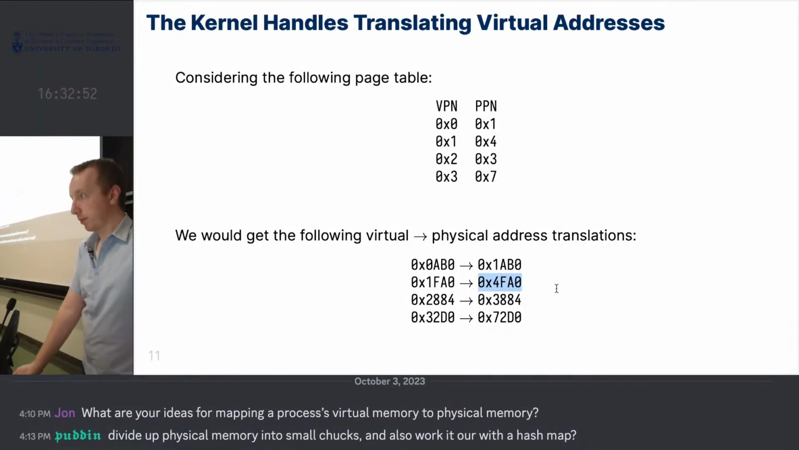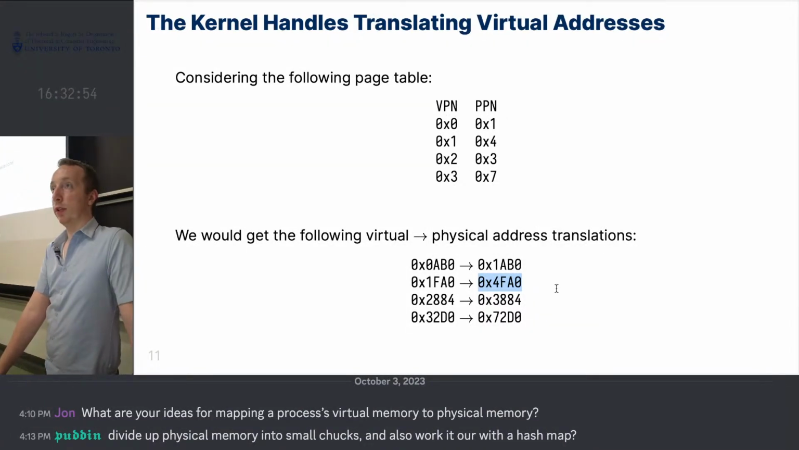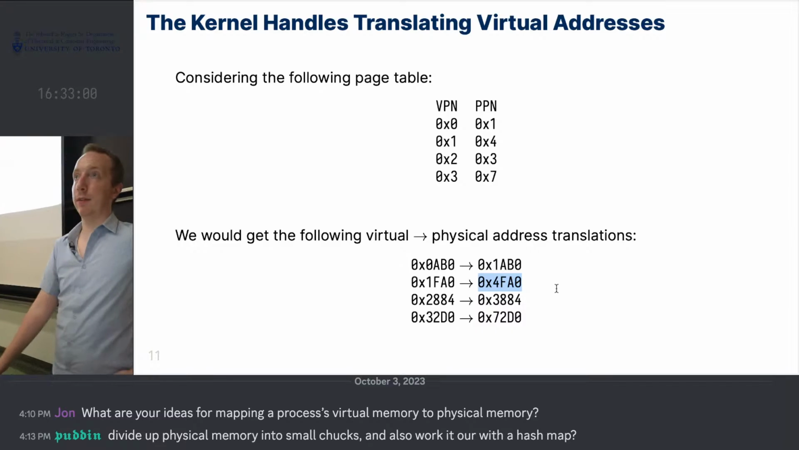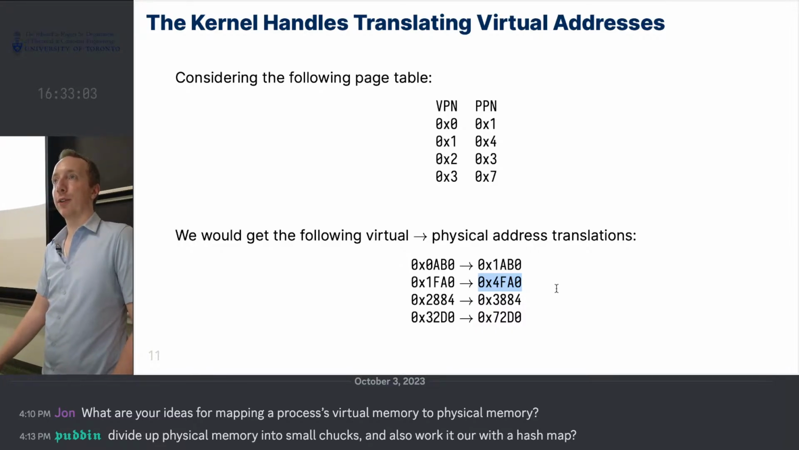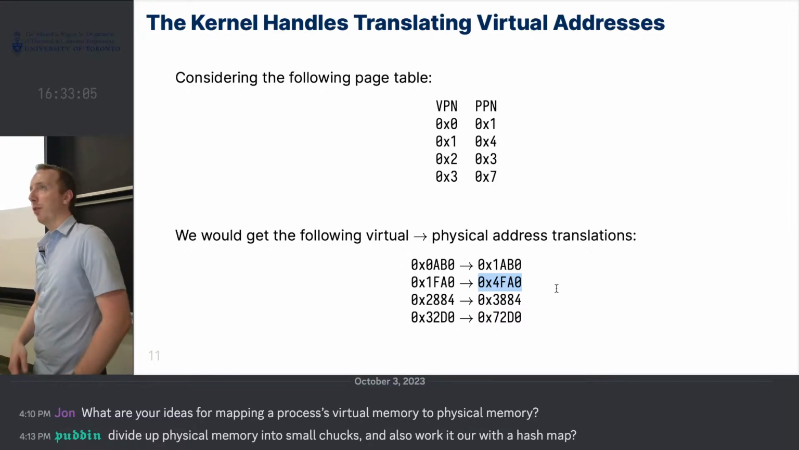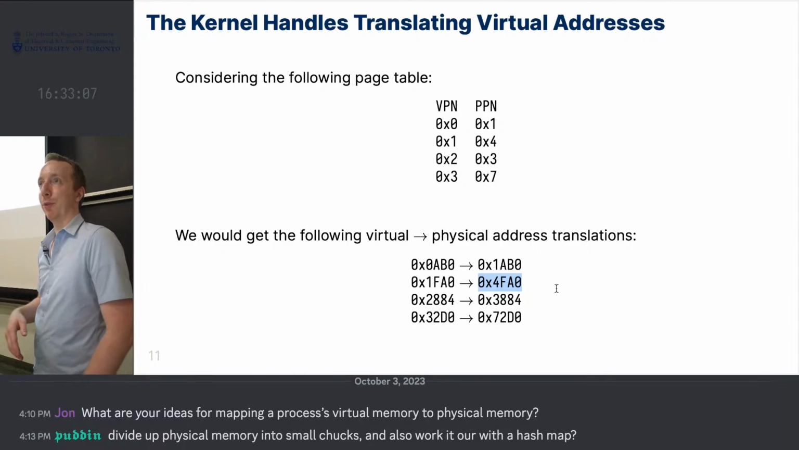Yeah, so all your processes only use virtual addresses. So every address you see is a virtual address. You will only ever see physical addresses if you are the kernel. And most kernels actually use virtual memory as well.